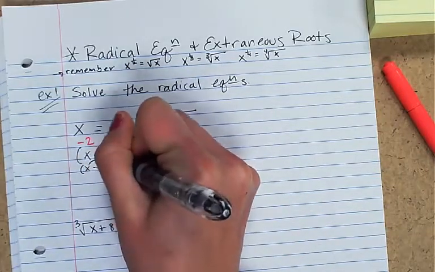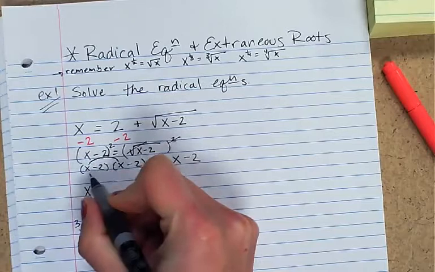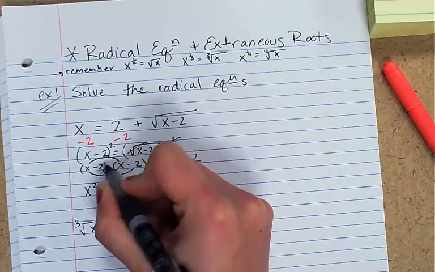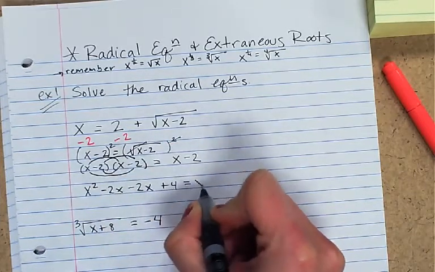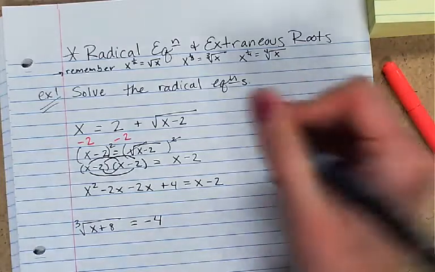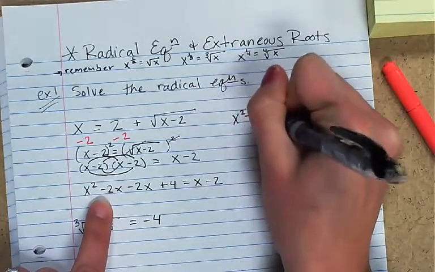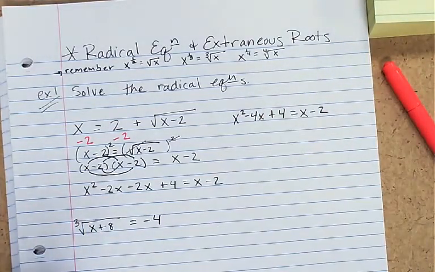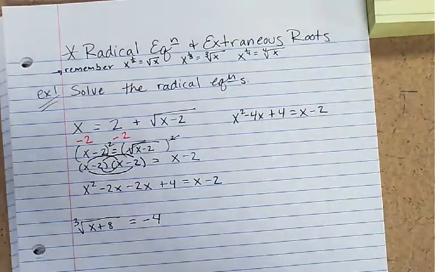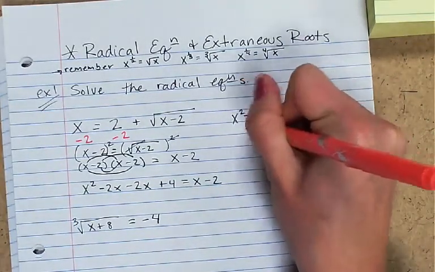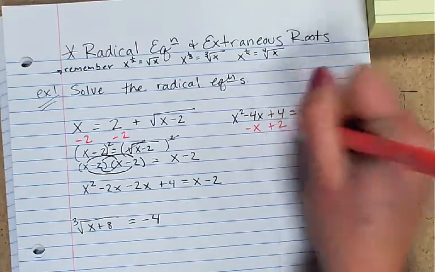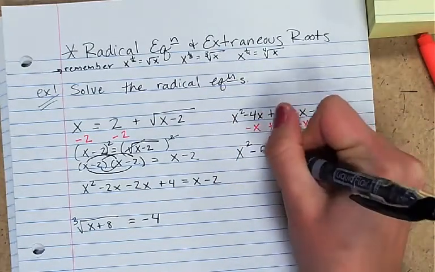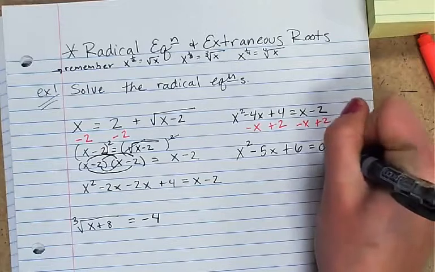So first, outside, inside, last. Okay, so what we have. Whenever you have an x squared and an x in an equation, you have to factor it to solve it. So I'm going to move everything to one side. So now we have x squared minus 5x plus 6 equals 0.